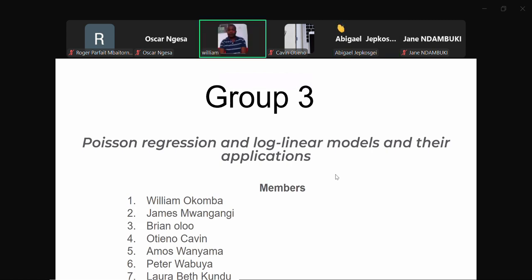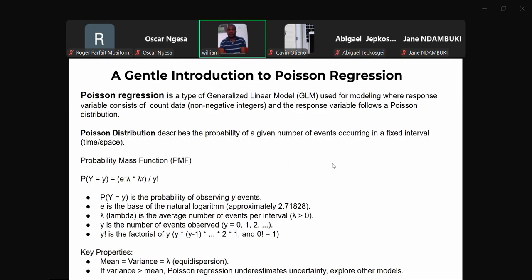Good evening. I hope you can hear me. Yes, William, good evening. We can hear you. Great. So this is group 3, and we are tasked to discuss Poisson regression and log linear models and their applications. In this group, we were 7. So these are the names of the group members. Then I'm going to have kind of a lecture, but I'll try to be as brief as I can due to time. Just 1 minute. Let me try to remove this.